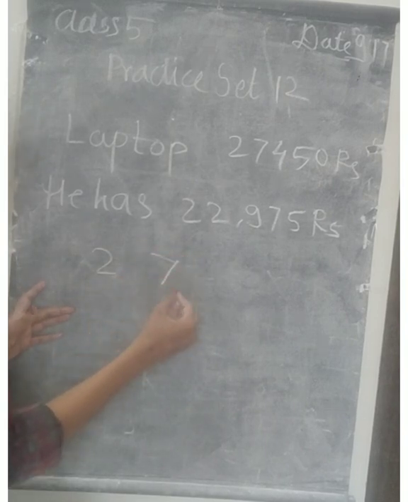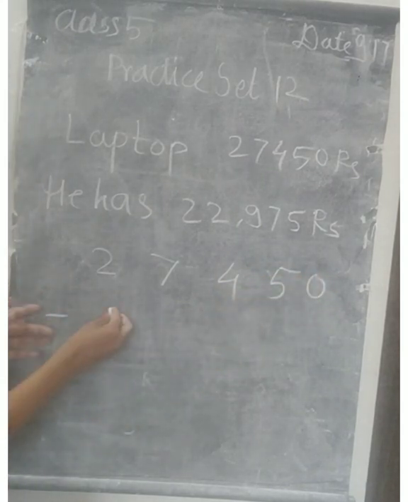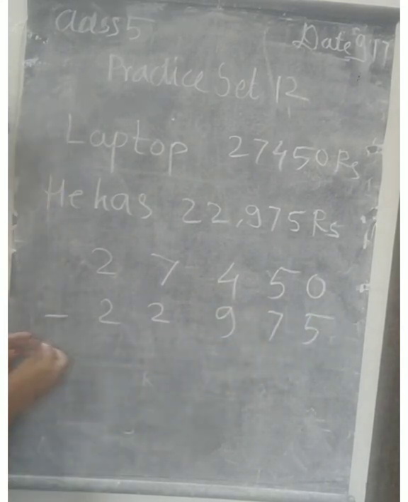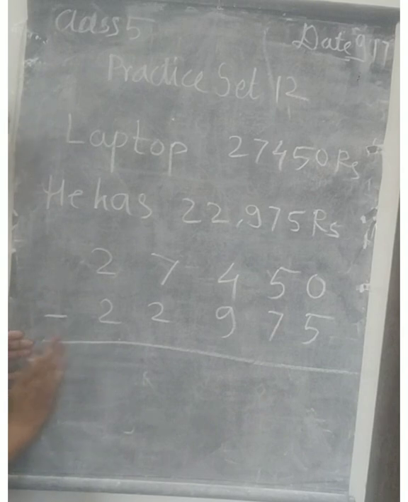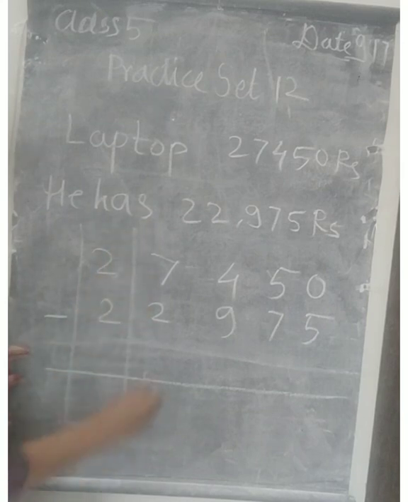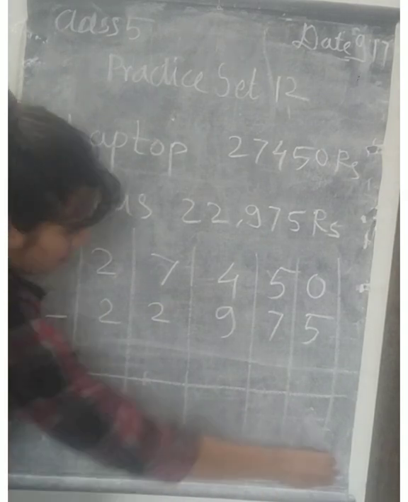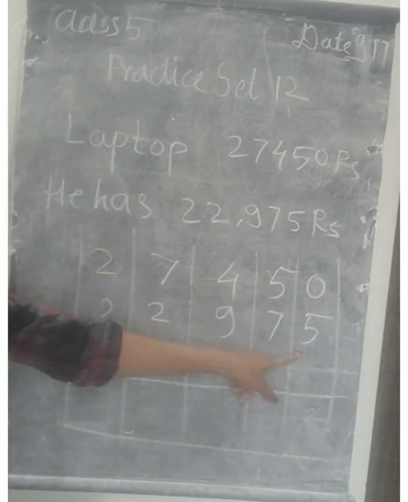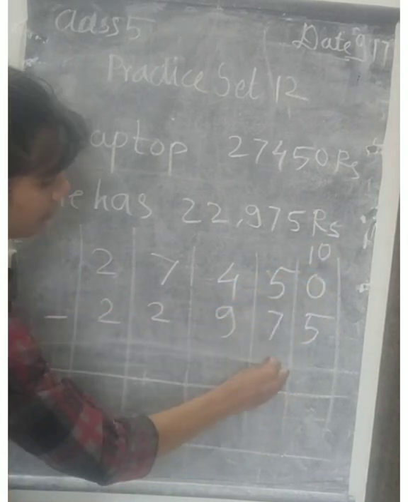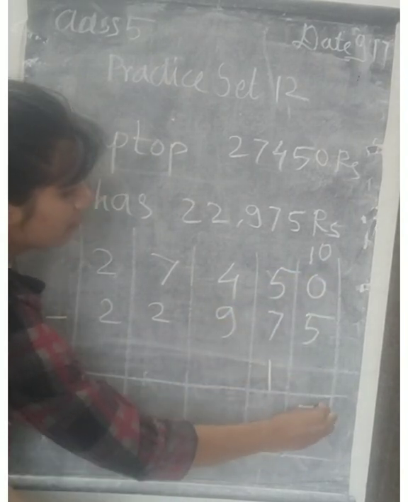This 27,450 minus this 22,975. Okay, we'll leave some space here. Draw these columns. Okay, so 0 minus 5 is not possible. So what are we going to do? We are going to make it 10 and return that borrowed 1. Okay, so 10 minus 5 will be 5.